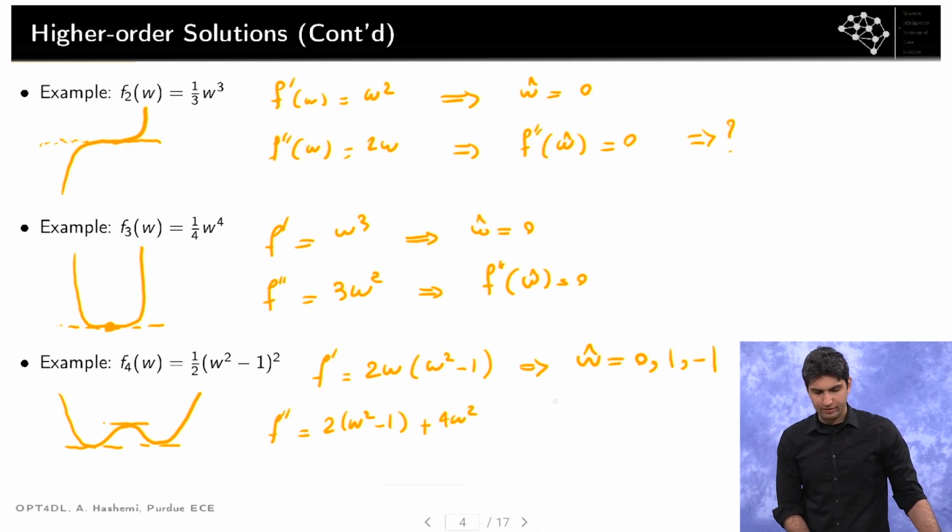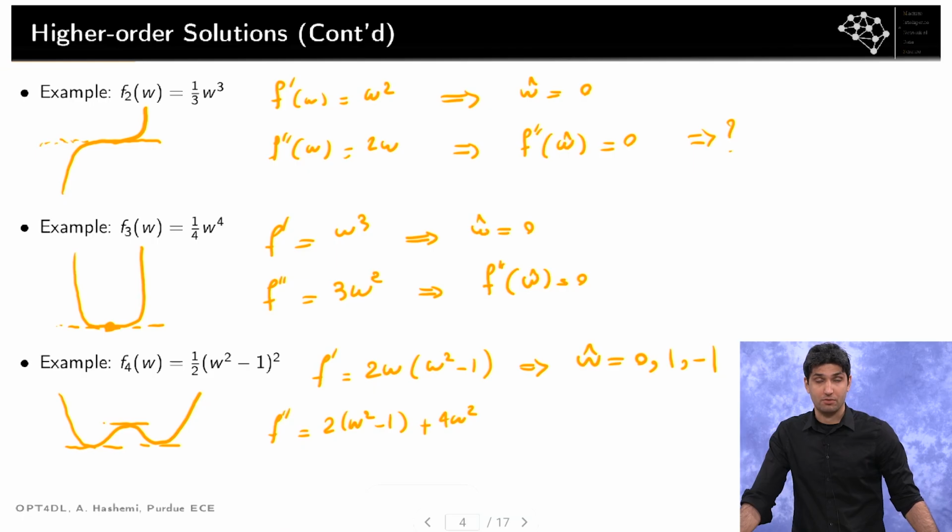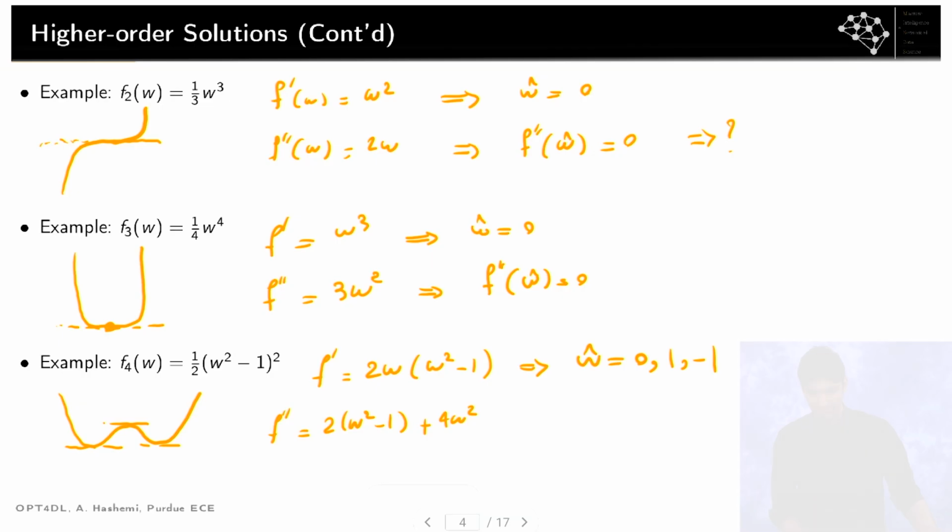If you plug in, for instance, w hat equal to 0, you'll see that the second order derivative is negative. So we can make a determination that that is a local maximum. So it's not a good solution. On the other hand, when I plug in 1 or minus 1, I'll see that the second order derivative is strictly positive. For this guy, the second order derivative will be negative. So in this example, by looking at the second order information, I'll be able to make a determination which of my first order stationary points are good and which ones are bad.